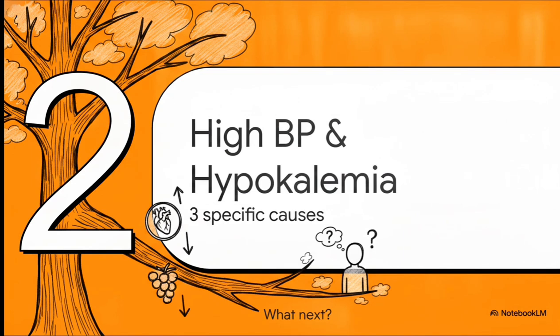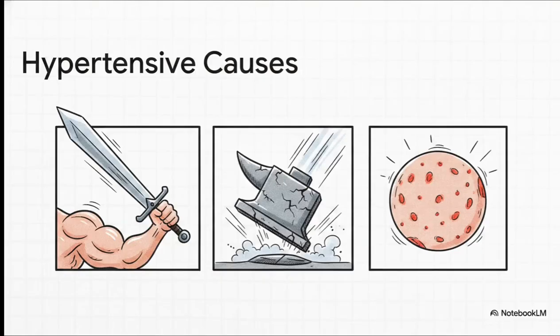Moving right along to Section 2, high blood pressure and hypokalemia, looking at 3 specific causes. For hypertensive patients, there are 3 specific causes you need to know, and you can easily lock them in using this wonderfully punchy mnemonic: Con, crush, rash. I love this because it sounds almost like an action sequence in a comic book, right? Con, crush, rash. Say it a few times in your head. It's incredibly sticky, and it perfectly encapsulates the 3 distinct hypertensive pathways we're looking for.